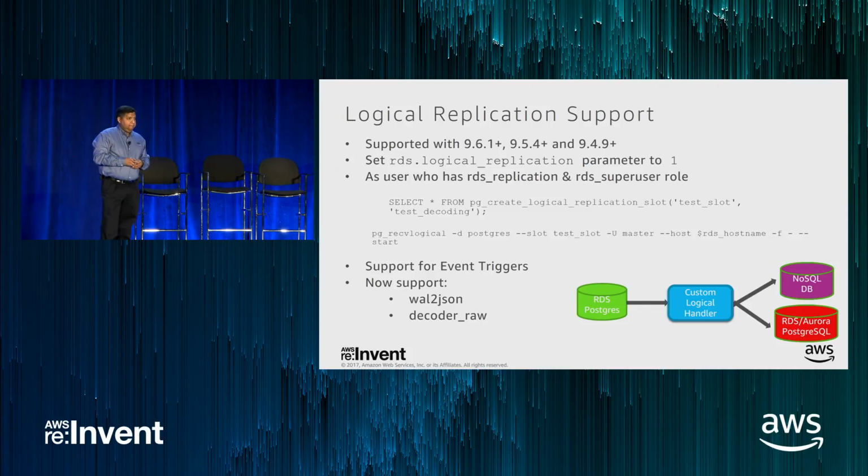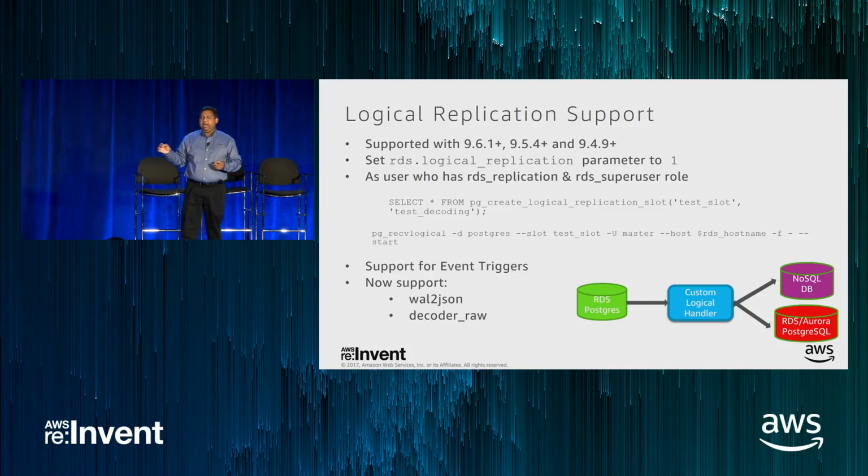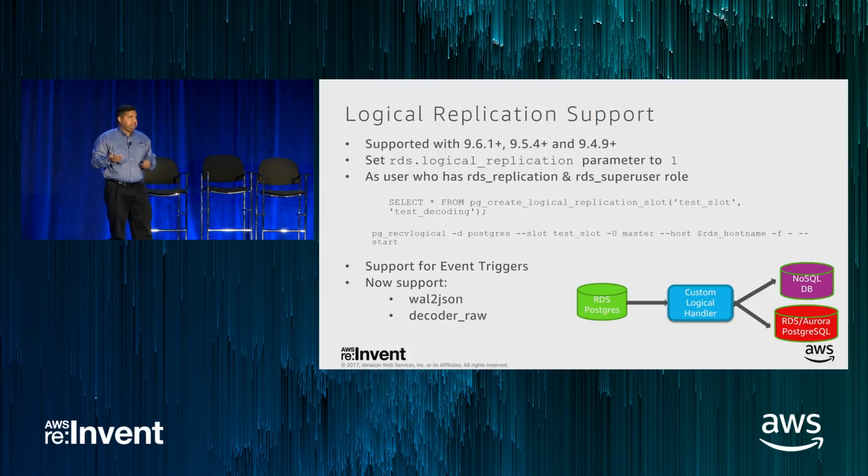Okay. I briefly mentioned logical replication. RDS Postgres does support logical replication starting with 9.4.9. I'm happy to say that in the latest release that we did, 9.6.3, we now support two more modules, wal2json and decoder_raw.